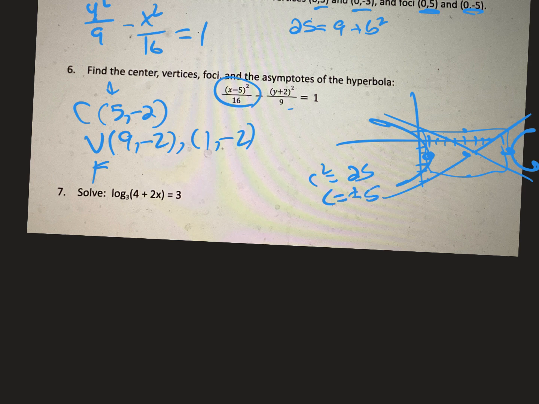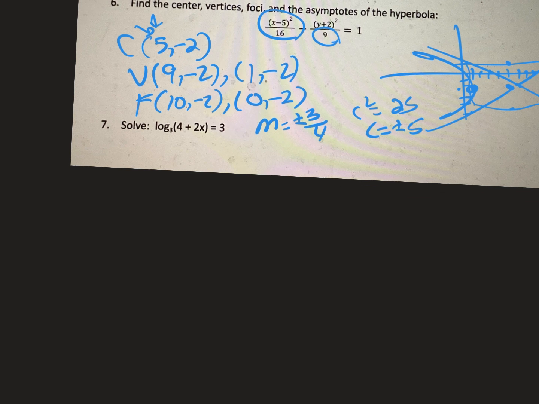So I'm going to add 5 to the center, which is going to put me at 10, negative 2. Notice my x is the only thing that's changing. I'm going to subtract 5 from the center, which puts me at 0, negative 2. If you look at the y coordinate in all those answers, it never did change. And then the slope of the asymptote, remember, is the square root of what's under the y, which is 3, over the square root of what's under the x, which is 4. And there's all the answers.